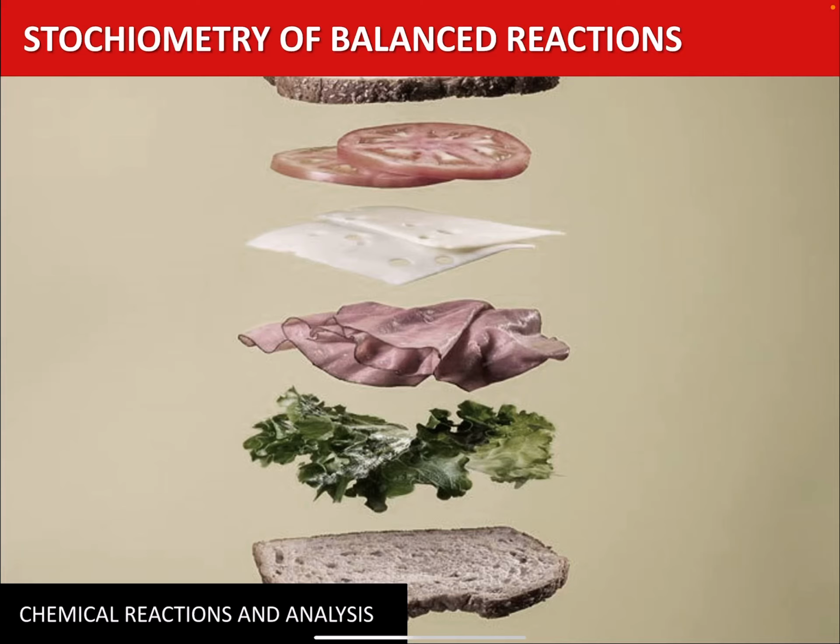We have looked at bologna sandwiches. Now we're going to look at the stoichiometry of balanced chemical reactions. Same thing, but with chemicals this time. All right, so stoichiometry is the quantitative relationship between reactants and products. And we've said this, right?